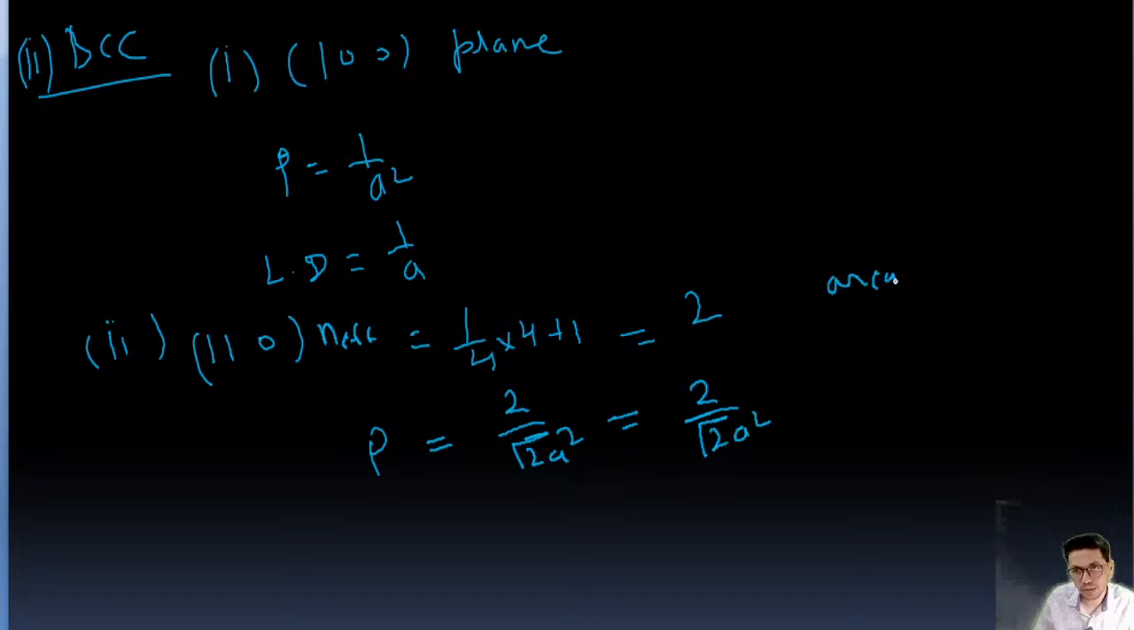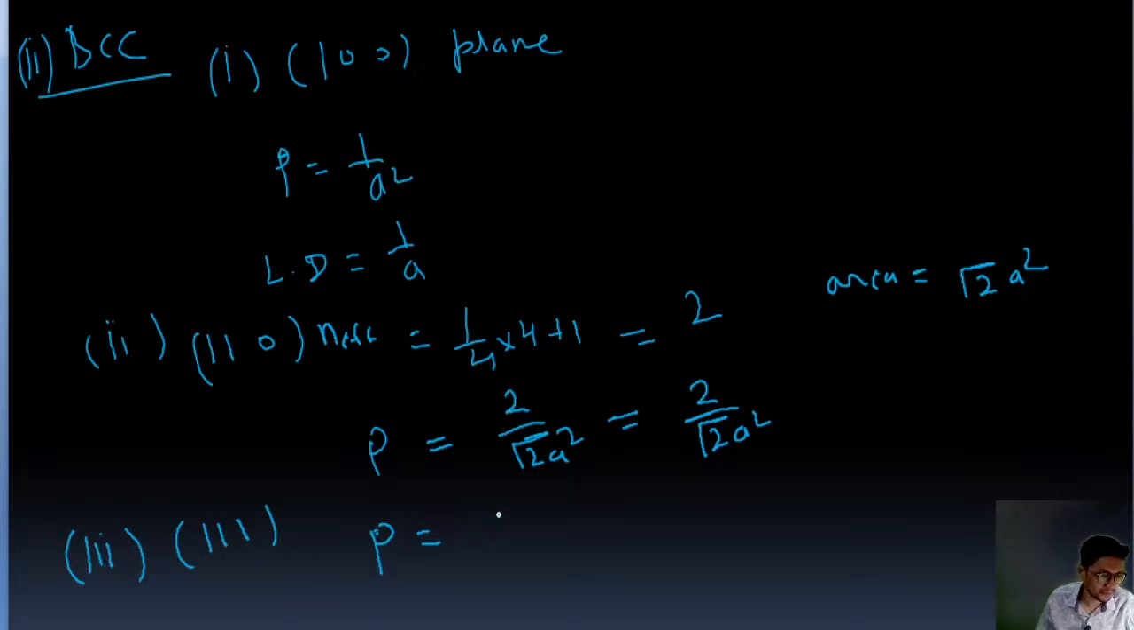The area for this is root 2a square. And similarly for the 111 plane, I'll make a chart and tell you the trick so you can easily memorize it. So for this, the atomic density is going to be 1 upon root 3a square, and the linear density, I'm writing LD, is going to be 1 upon root 3a.